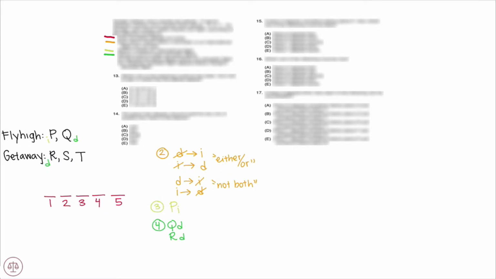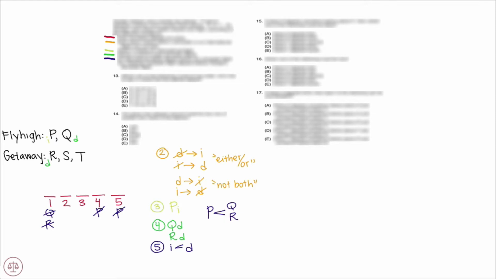Now, rule number 5, all international flights depart before any domestic flight. So international before domestic. So that tells us since we know P is international and Q and R are domestic, we have P before Q and R, which tells us Q and R can't be first because P has to be before them. And we know that P can't be 4th or 5th because it has Q and R after it.